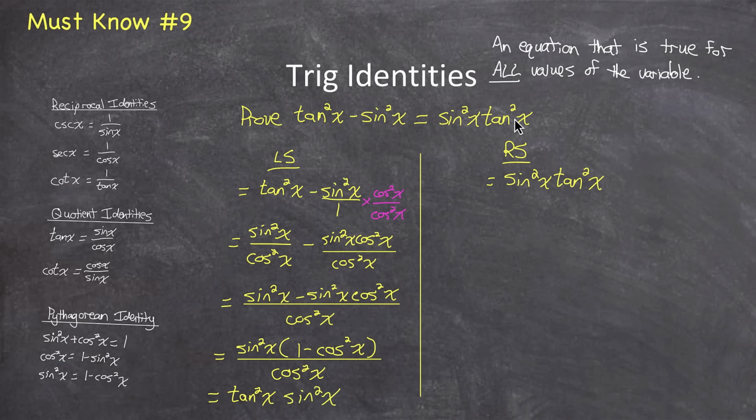And now notice, that's the exact same expression as I have on the right side of the equation. So the two sides of this equation are actually the exact same expression. They're exactly equivalent to each other for all values of x. So we've proven the identity. We can say left side equals right side, or QED.